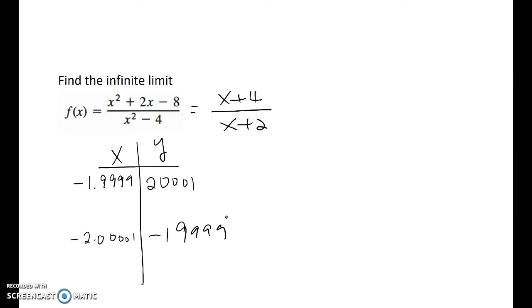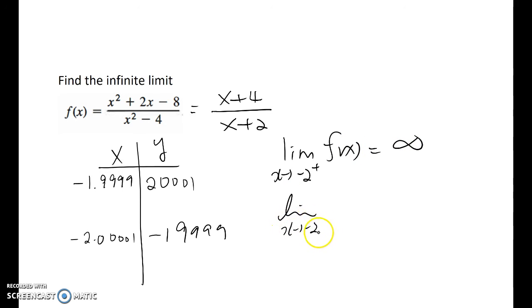So it means the limit as x moves to negative 2 from the positive side, f(x) is going toward positive infinity, and the limit as x moves to negative 2 from the negative side, f(x) must be negative infinity. So an infinite limit exists at x equal to negative 2.